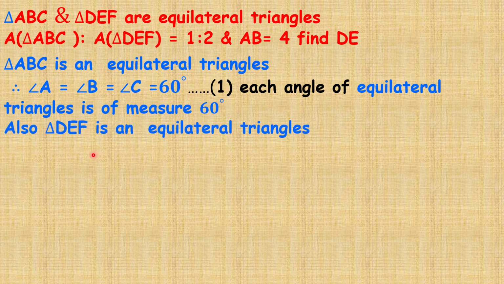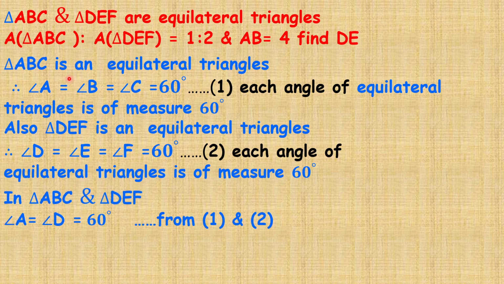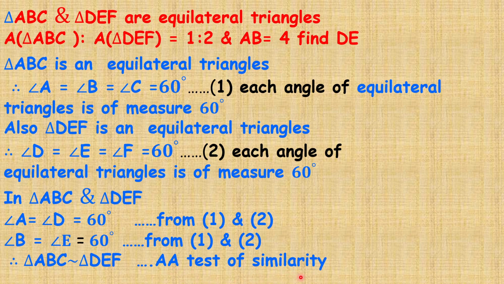Similarly, triangle DEF is also an equilateral triangle. Each angle of triangle DEF is 60 degree. Therefore, angle D is equal to angle E is equal to angle F is equal to 60 degree. Now, how to show that these two triangles are similar? Therefore, in triangle ABC and triangle DEF, angle A is congruent to angle D because both are 60 degree. Angle B is congruent to angle E, both are 60 degree. Therefore, these two triangles are similar by AA test of similarity.